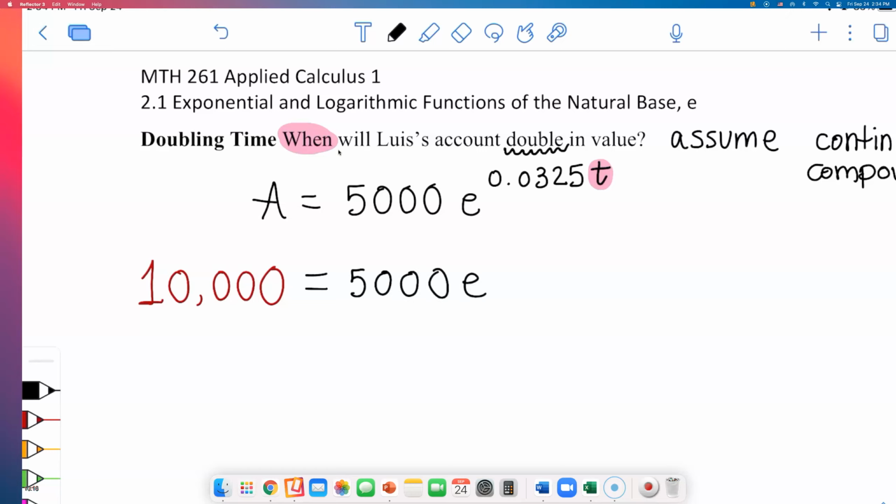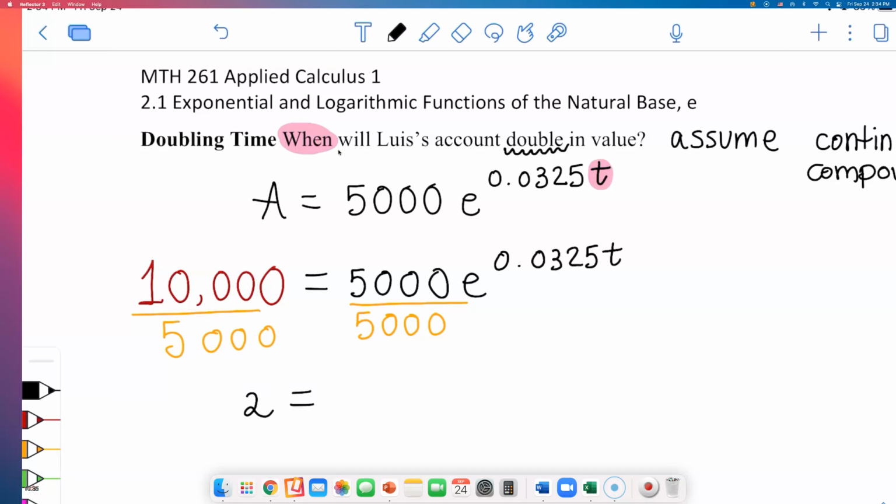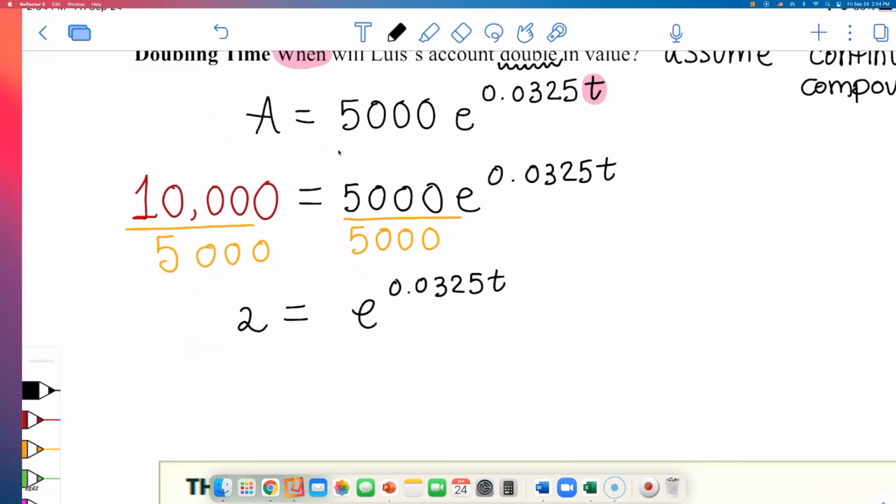All right, we need to now solve this. To solve for t, go ahead and divide both sides by 5,000. First step, divide both sides by 5,000. 10,000 divided by 5,000 is 2. 2 equals e raised to the 0.0325t. Now, to get that t down, we're going to take the natural log of both sides.